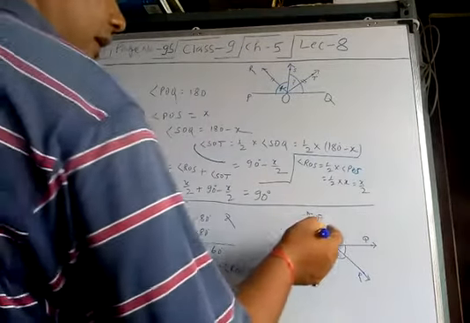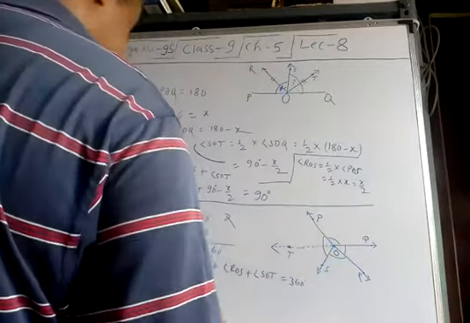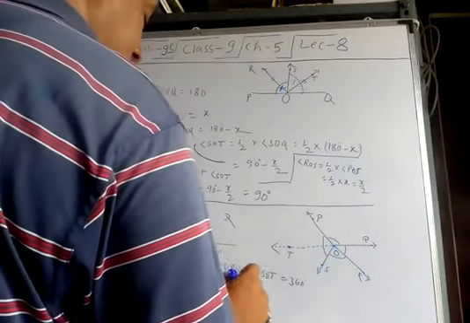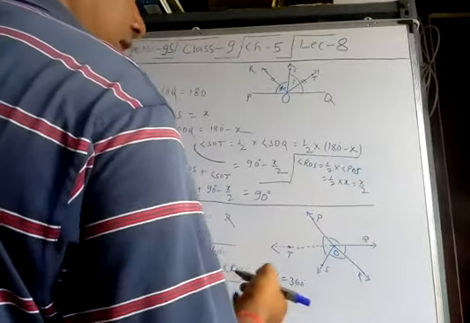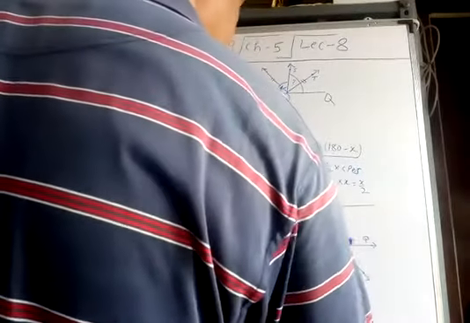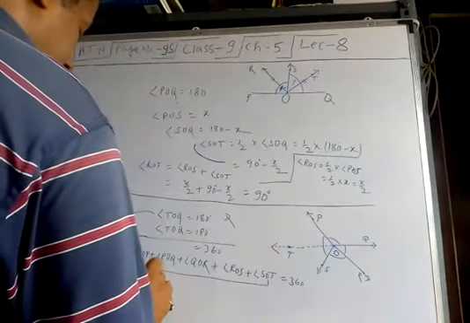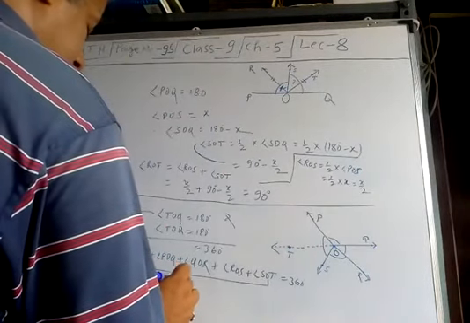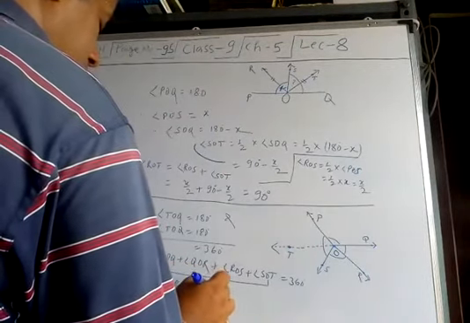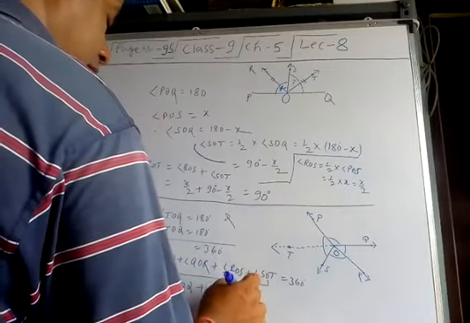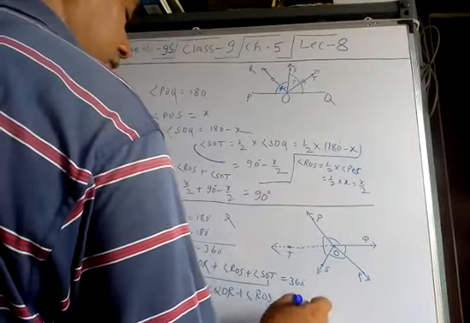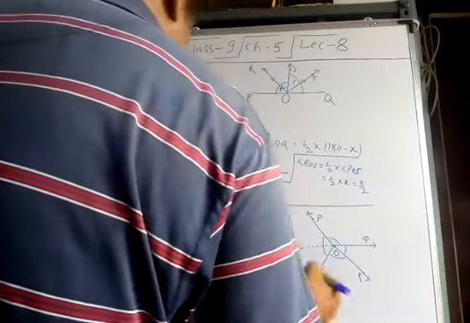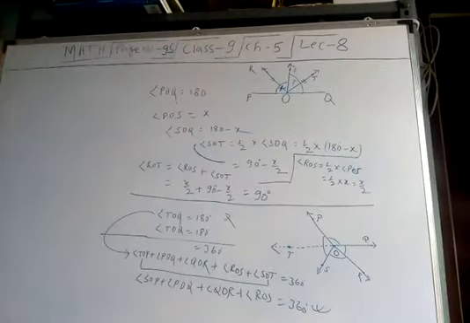But angle TOP and SOT together make angle SOP. So we can write here angle SOP plus angle POQ plus angle QOR plus angle ROS is equal to 360 degrees. That much we had to prove.